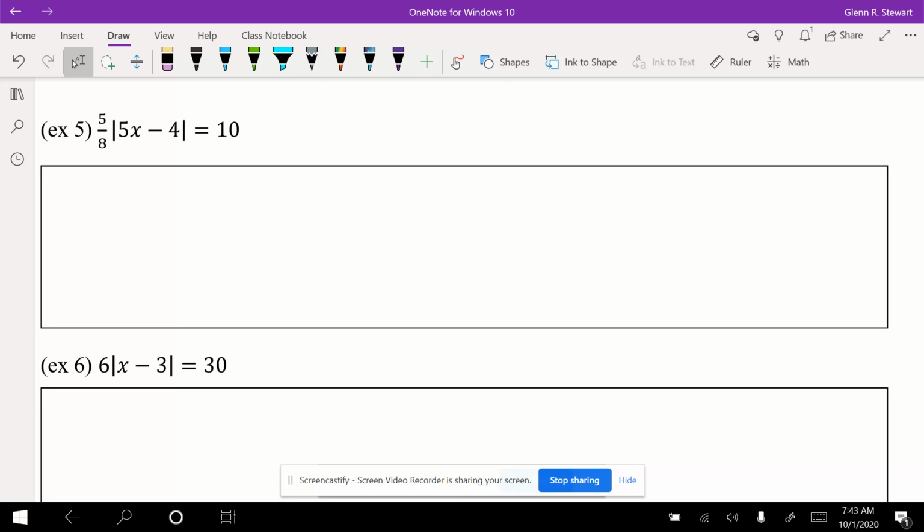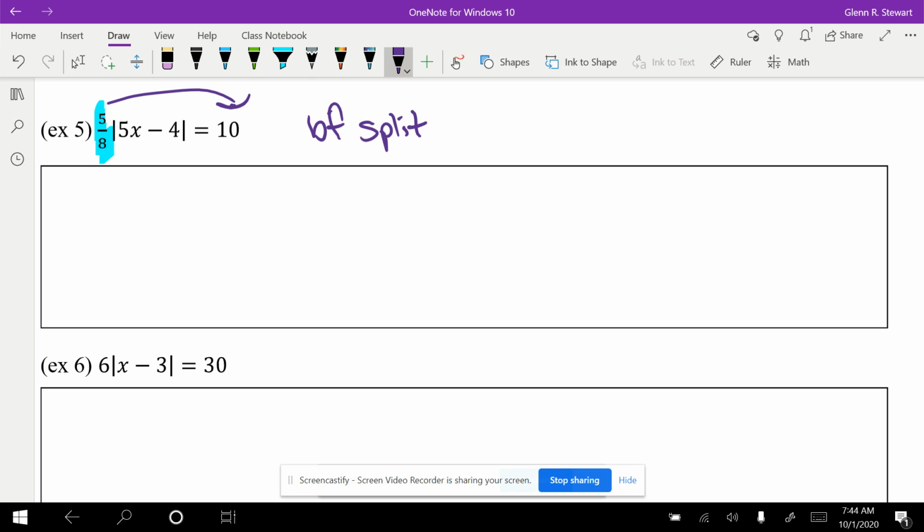Okay, getting into a little bit more difficult type of problems. Whenever you have an instance where you have something on the outside, you have to move it over first before splitting the absolute value into 2. So for example, in this problem, we've got 5/8 on the outside. That actually has to move over first before you split it.